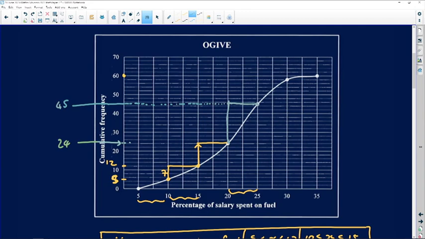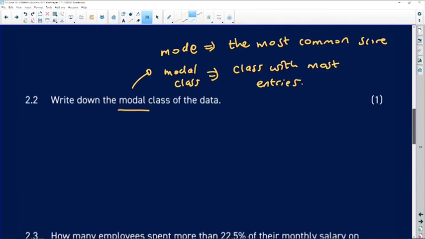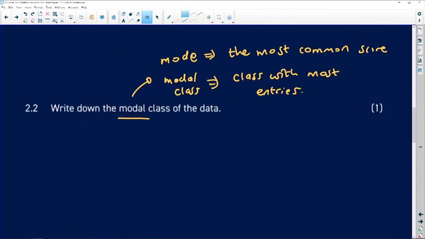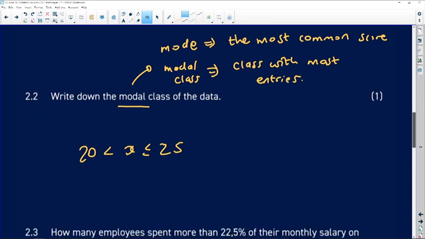It happens to be the class between 20 and 25. So that's going to be my answer in this case. Okay, so the modal class will be the class with values between 20 and 25 because it happens to be the one with the biggest jump going up. Okay, cool. So question 2.3, let's go to question 2.3.